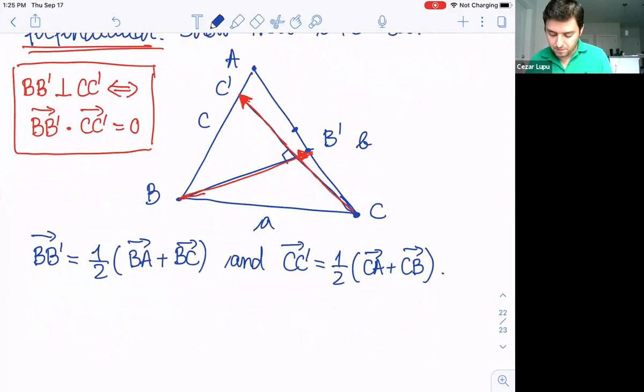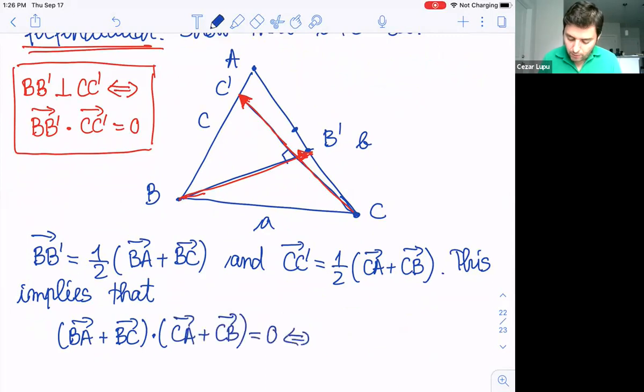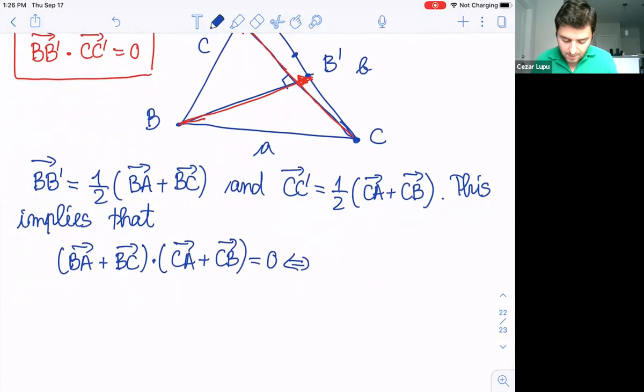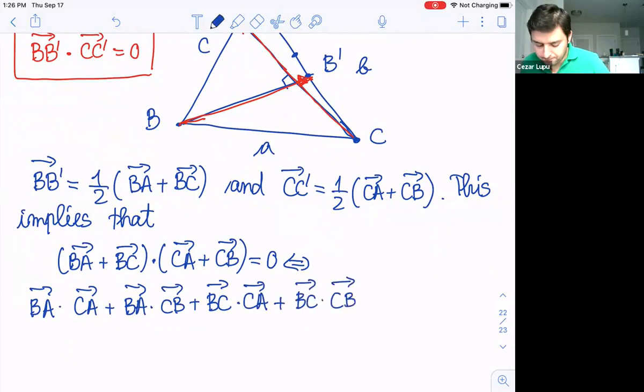And now let's dot these two. This implies that (BA vector plus BC vector) times 1/2 (CA vector plus CB vector) is 0, which is equivalent to, after doing all these computations, BA vector times CA vector, plus BA vector times CB vector, plus BC vector times CA vector, plus BC vector times CB vector, equals 0.